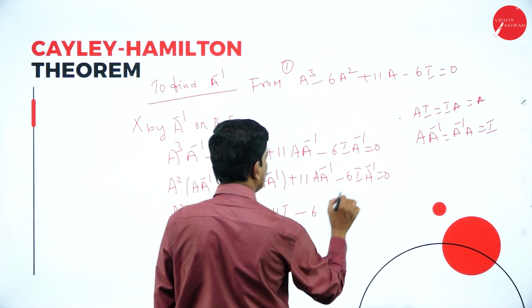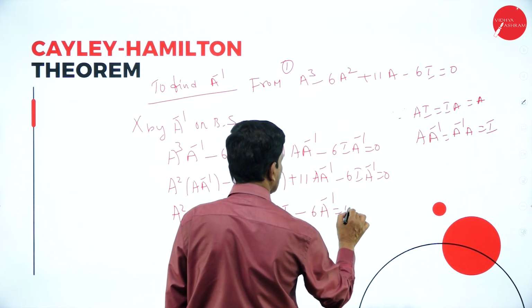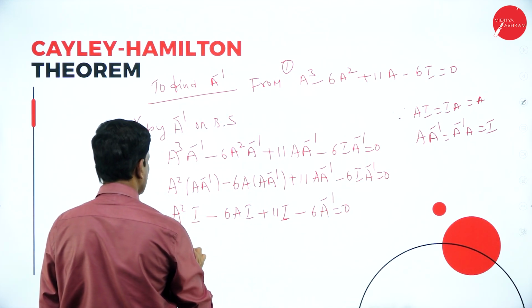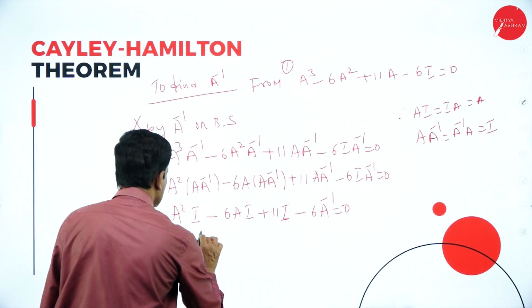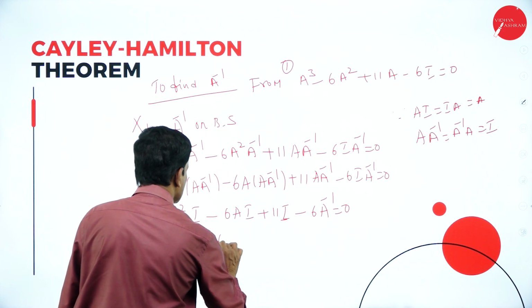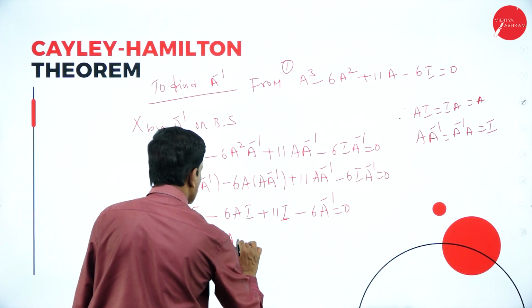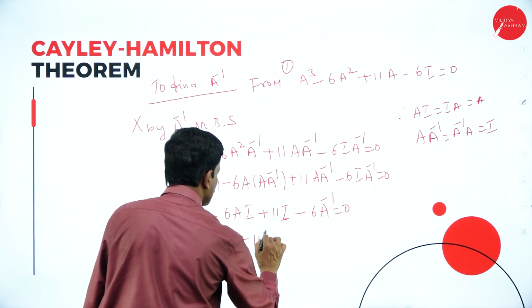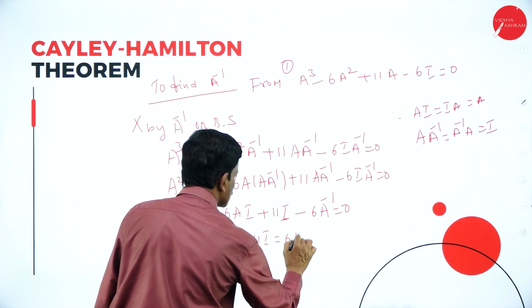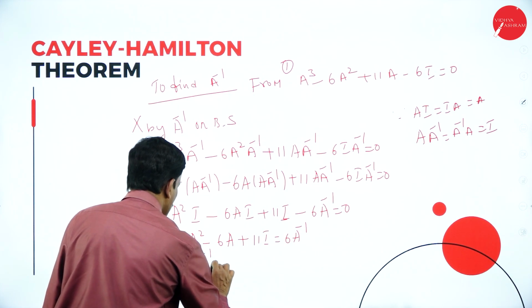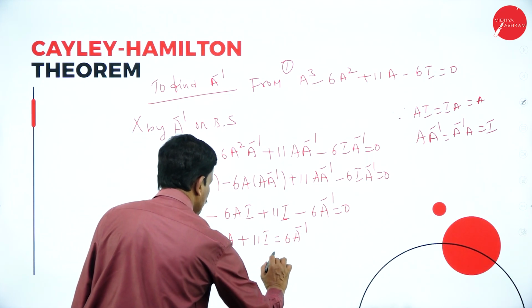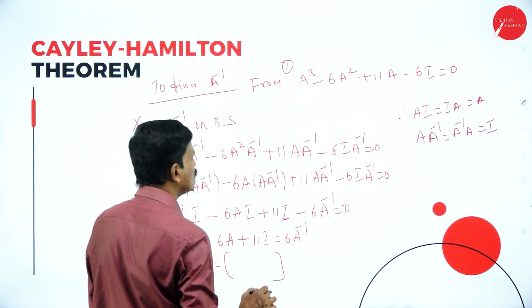Again minus 6I into A inverse is equal to A inverse. Now A square into any matrix into identity matrix is the same matrix. So this is A square, 6A into I is equal to A, plus 11I is equal to 6A inverse. Now therefore 6A inverse is equal to, substitute the value of A square. What is the matrix A square?